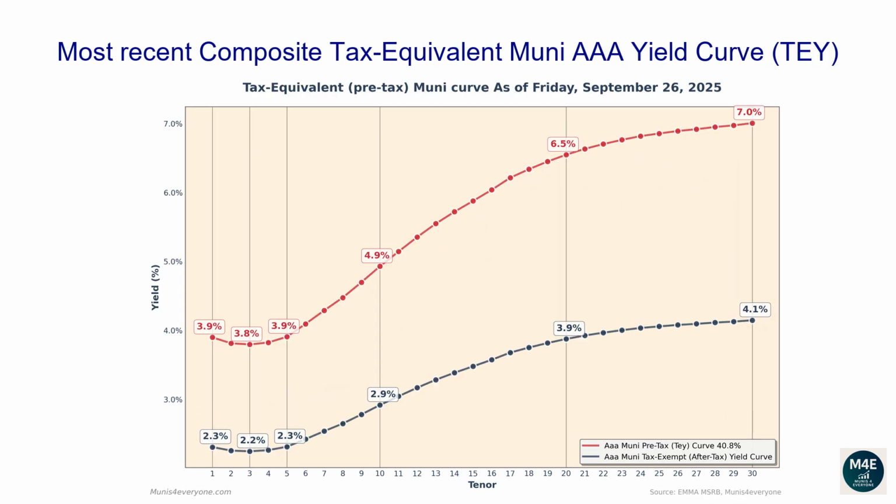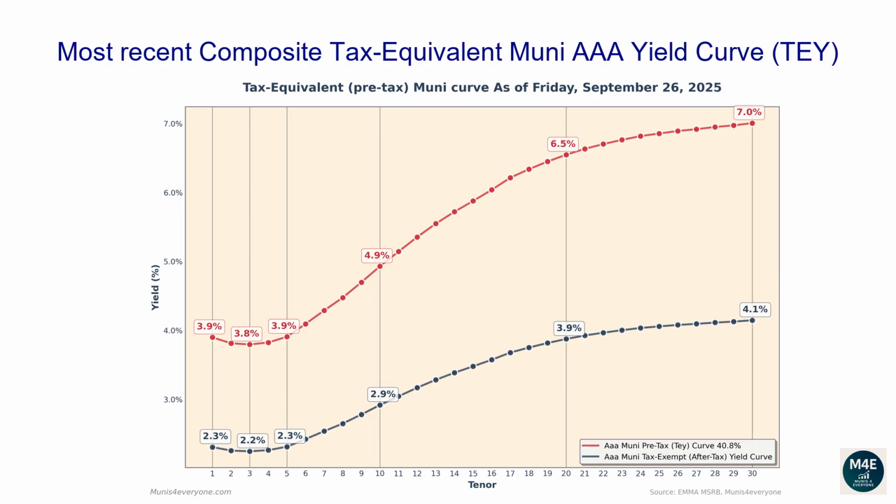Let's now go over the most recent composite tax-equivalent Muni AAA yield curve. The following graph shows, in red, the tax-exempt after-tax Muni yield curve, versus in blue its tax-equivalent pre-tax version assuming a 40.8% top tax bracket as of September 26, 2025. Why would you care to see the tax-equivalent version of the Muni yield curve? More on this later. Let's first go over the pre-tax, aka tax-equivalent yield curve.